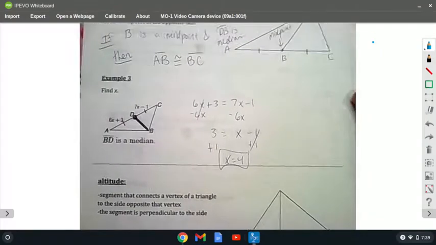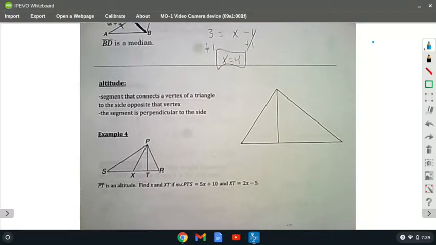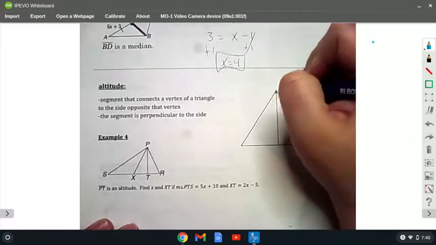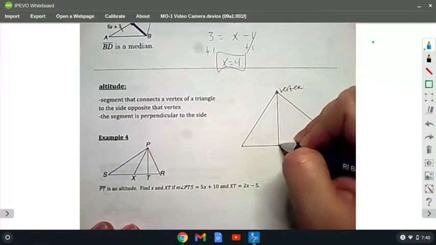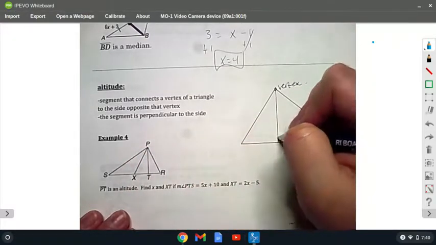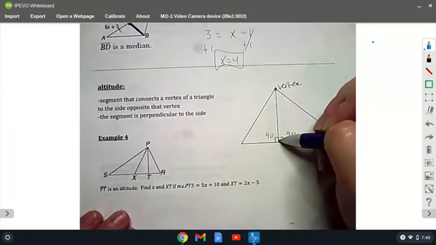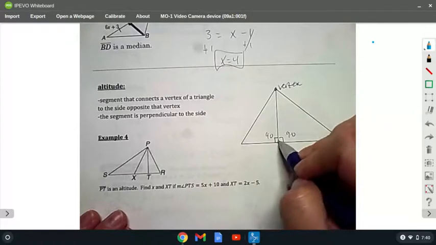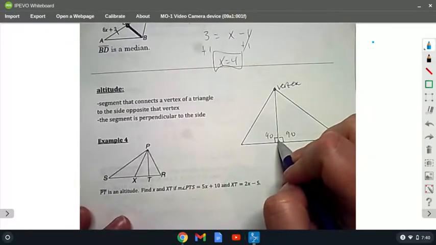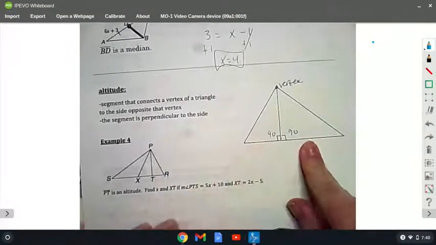The last term for today is the altitude. The altitude is a segment that connects a vertex of a triangle to the side opposite that vertex. So this would be our vertex. This connects it to the side opposite it. And all it does, guys, is the segment's perpendicular to that side. So that means that these angles are 90 degrees. So this line connecting to the opposite side is just perpendicular. So it's just making those 90 degree angles. These segments are not congruent.